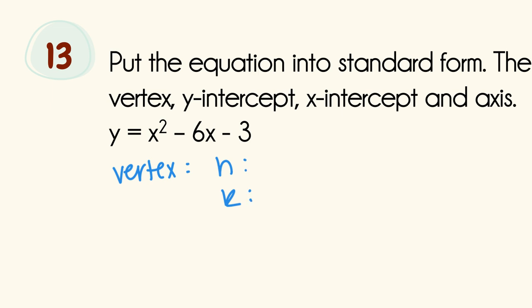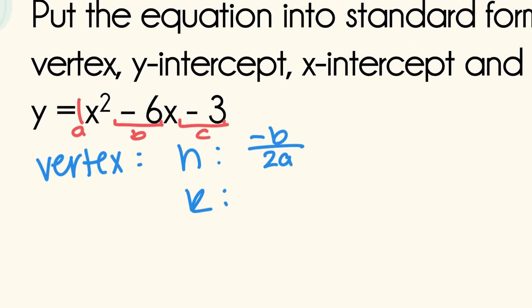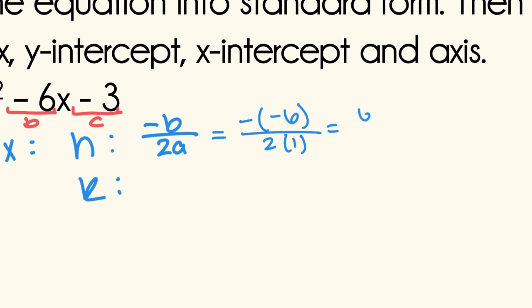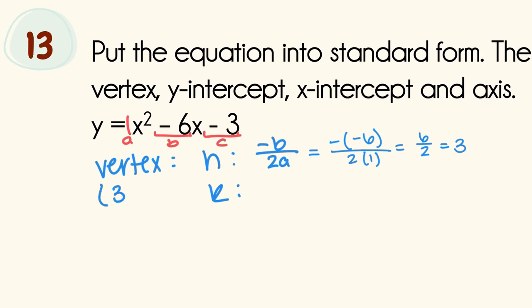So finding my h first, that's my x value. I'm going to do negative b over 2a. And just label a is 1, b is negative 6, and my c is a negative 3. All right, plugging in what we have, I have negative b is negative 6 over 2 times 1. I'm going to end up with positive 6 over 2, which is 3. So my vertex, I'm going to have 3 comma.